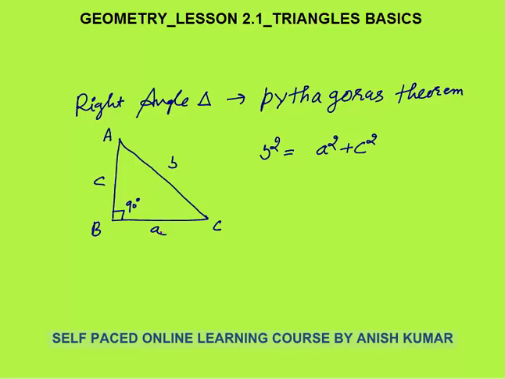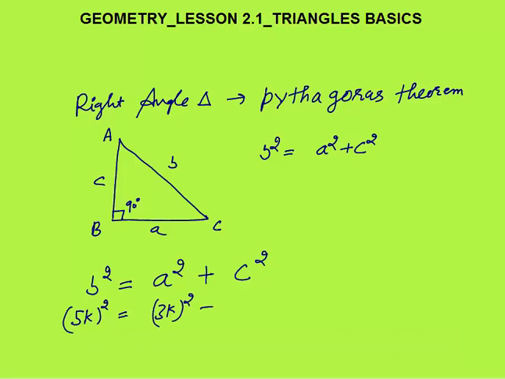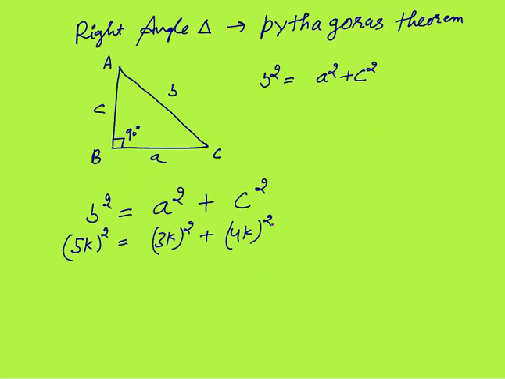Now, what we have to learn in this Pythagoras theorem is Pythagoras triplets. We know that b square is equal to a square plus c square. There are some Pythagoras triplets that you must remember in order to solve questions in the least possible time in exams. One side could be 5k, with the other sides 3k and 4k. Now 5k square is always equal to 3k square plus 4k square. Here k is a natural number.